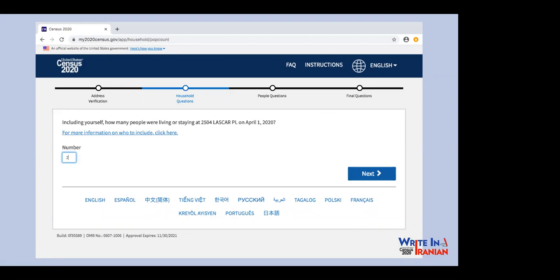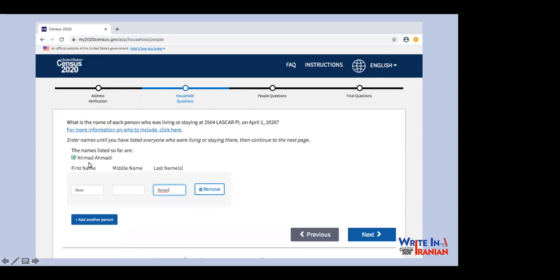Even though it's just one field in the screen, it asks you to state how many people live or stay at your residence on or about April 1st, 2020, including yourself. So why do they ask this question? Because it helps them to count the entire US population and ensure that they count people where they live most of the time. So that's the key definition, most of the time. So here you would enter the number of people living with you most of the time. Maybe they're not living with you all the time, but that doesn't matter. As long as they're living there most of the time, you enter that number.